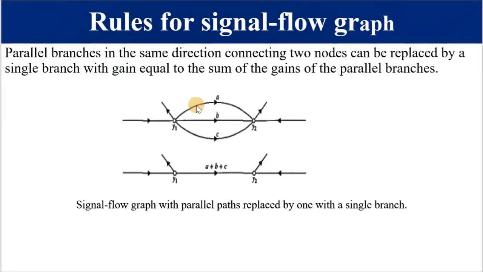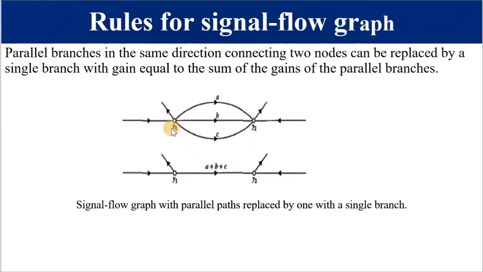Another rule, and this rule applies to parallel branches in the same direction connecting two nodes. We are saying it can be replaced by a single branch with gain equal to the sum of the gains of the parallel branches, just as we did for blocks connected in parallel.